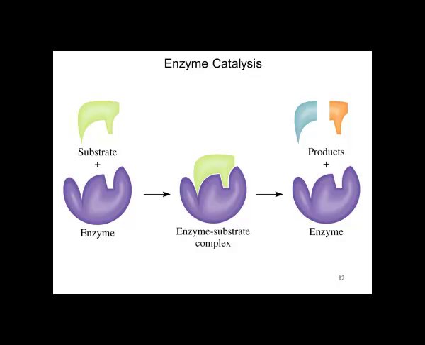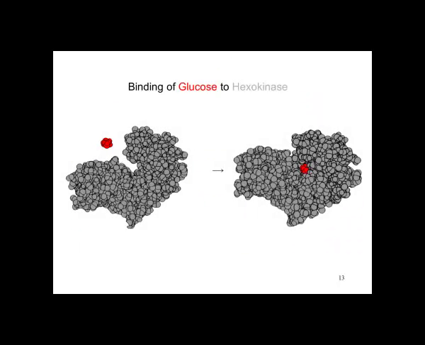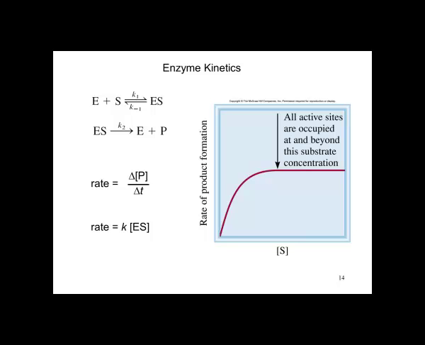Enzyme catalysts involve an enzyme and a substrate, forming an enzyme-substrate complex. It's in the complex that the products are formed. Here we see the binding of glucose to hexokinase. On a molecular level, we understand that there is an enzyme and the substrate. Enzyme kinetics follows Michaelis-Menten kinetics. Here are the equations that show the reaction between the enzyme and the substrate to form the enzyme-substrate complex, and then recovery of the enzyme with the product.